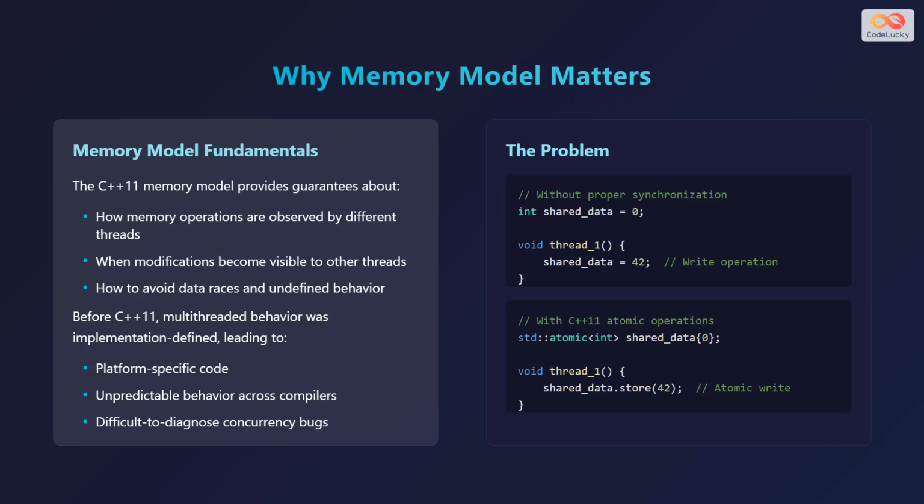Without proper synchronization, an integer variable shared data is initialized to 0. The thread1 function writes 42 to the shared data, while the thread2 function may or may not see the updated value when it reads the shared data. Using C++11 atomic operations, a std::atomic integer variable shared data is initialized to 0. The thread1 function uses the store method to atomically write 42 to the shared data. The thread2 function uses the load method to atomically read the shared data, and is guaranteed to see either 0 or 42.